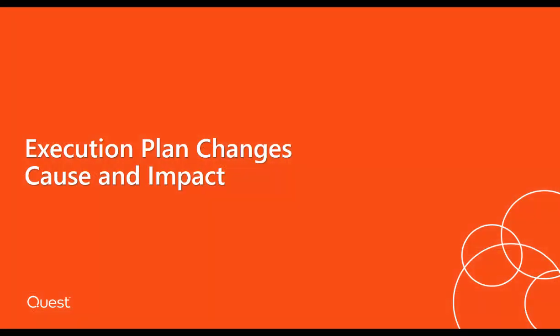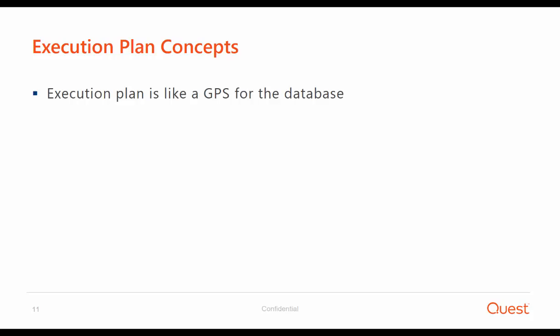Okay, so let's talk about execution plan changes. What are the main causes and impacts when there are execution plan changes in our database environments? Let's talk for a second about the basic concepts of execution plans. An execution plan is like a GPS of the database management system because it should really represent the best route possible to execute a particular SQL statement. In case the execution plan chosen by the query optimizer is not the optimal one, it could have a tremendous impact on the overall database performance.